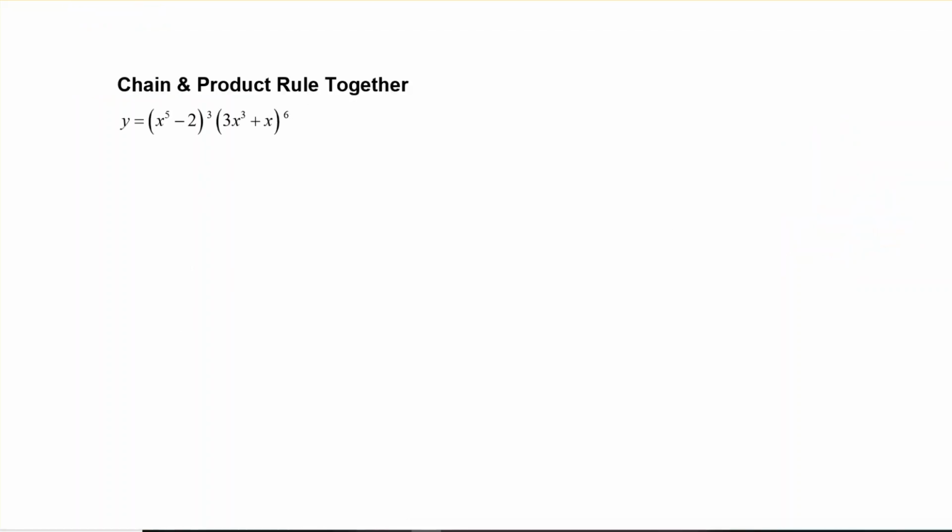Next, we move to a more complicated problem. In this one, again, we need to find the derivative of this function. When we try this, the first thing we notice is that this is a function of the form u times v, so it is a product of two functions, where u is equal to x raised to power 5 minus 2 cubed, and v is equal to 3x cubed plus x, the whole thing raised to power 6.